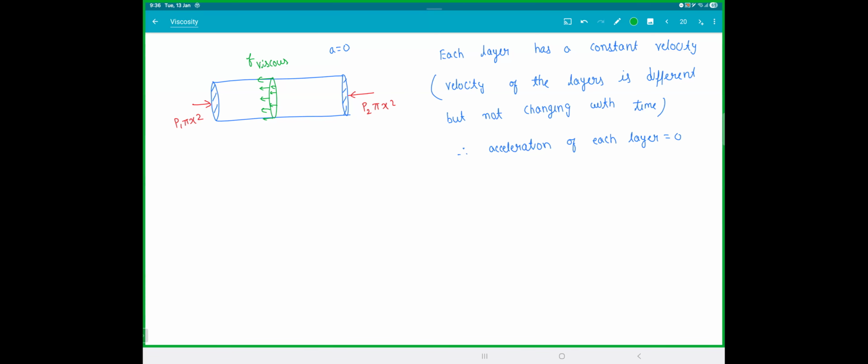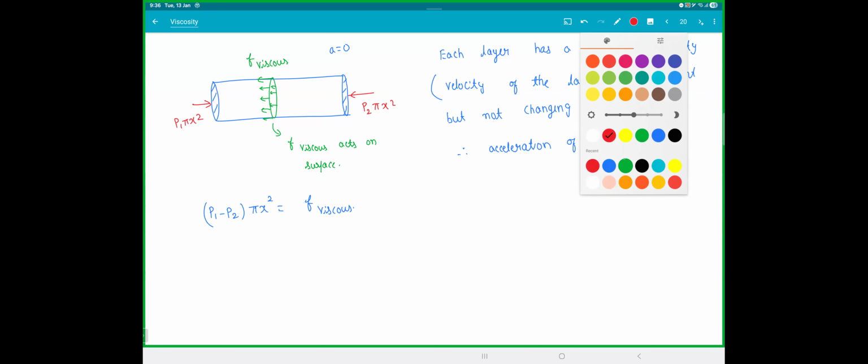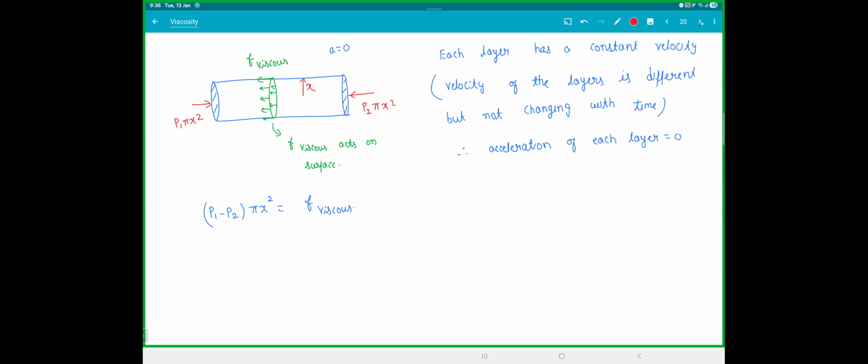Whereas the pressure is acting on the cross-sectional areas. Is that clear, everyone? The viscous force will act on the surface, whereas the pressure will act on the cross-section. So F viscous will act on the surface area. Since the acceleration is 0, P1 minus P2 into pi x square, that's your force, must be equal to F viscous. Remember, this is x and the length was L.